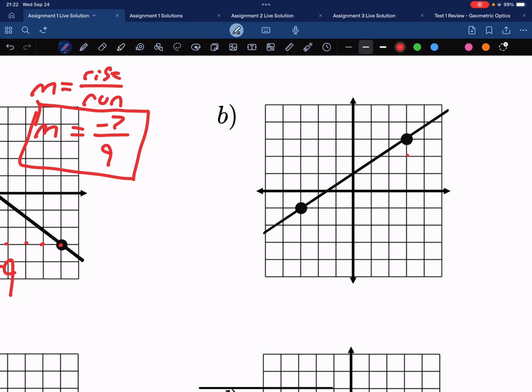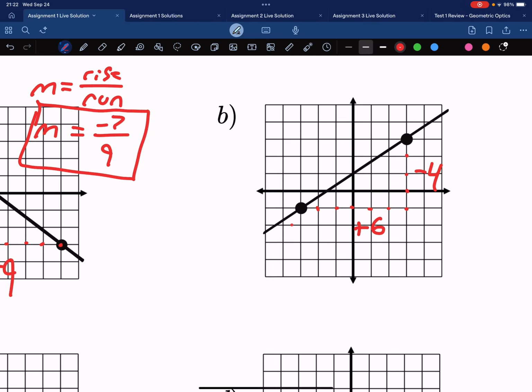Our rise is 1, 2, 3, 4, so negative 4. And our run is 1, 2, 3, 4, 5, 6, plus 6. So we could use the rise over run formula and get negative 4 over 6, and then reduce that to negative 2 over 3. Or we can look at the coordinates of the points.